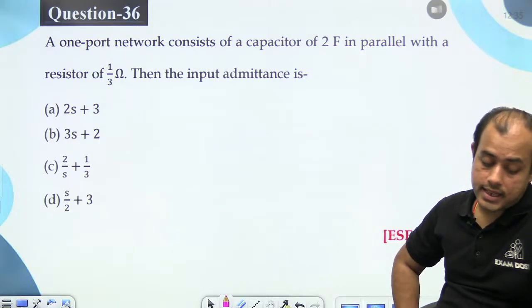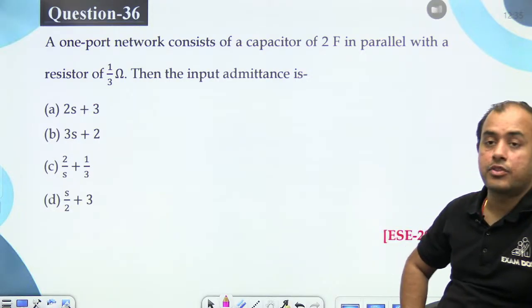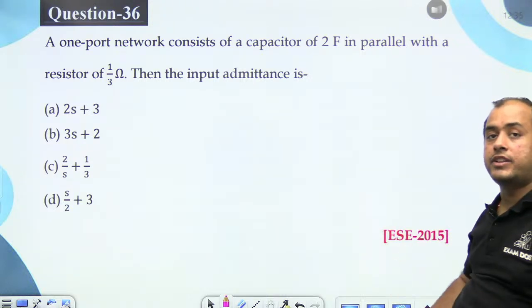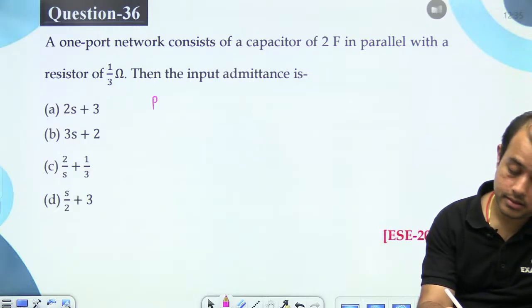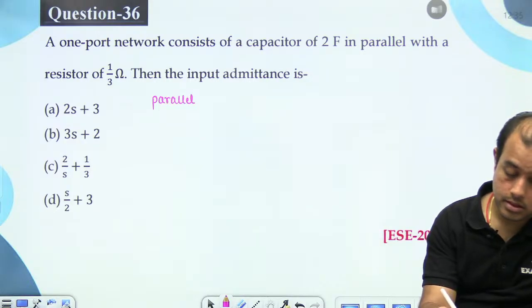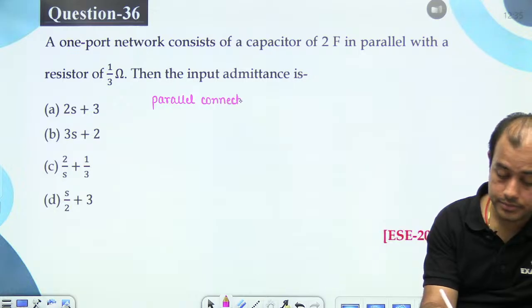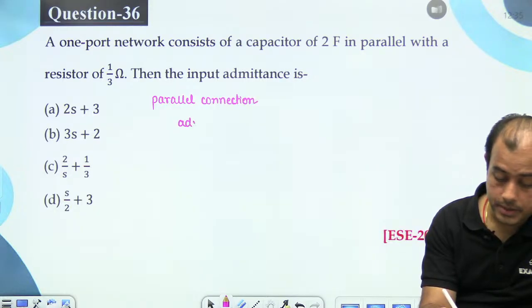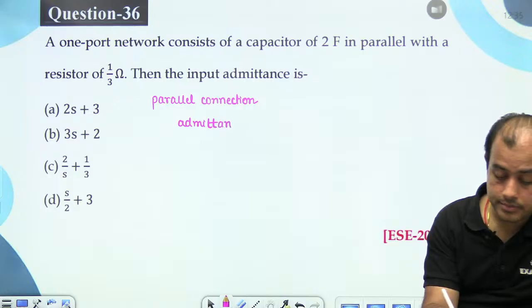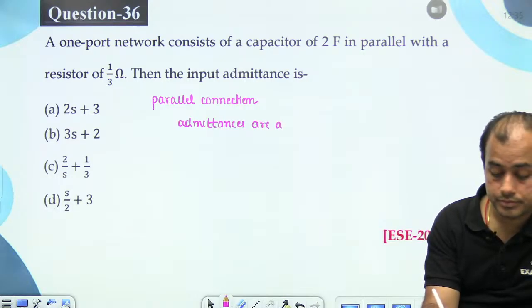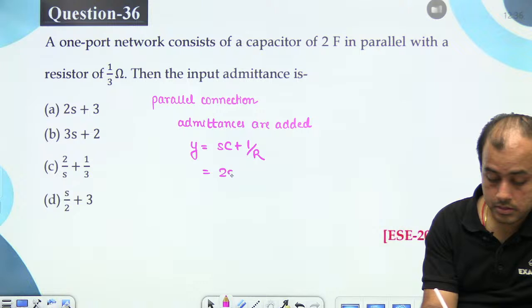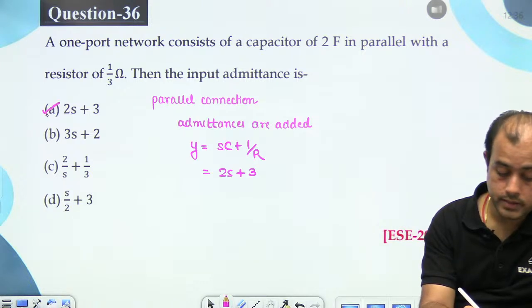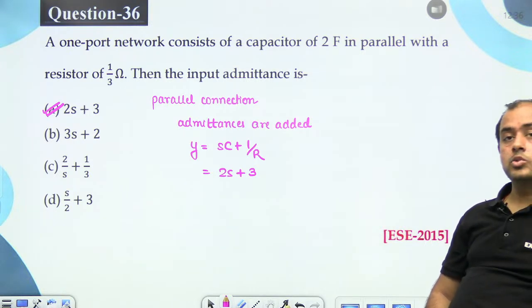One port network has a capacitor parallel to a resistor, what is the input admittance? ESE 2015, again very easy. What is the admittance? In parallel connection, admittances are added. 2s plus 3. Answer is 2s plus 3.